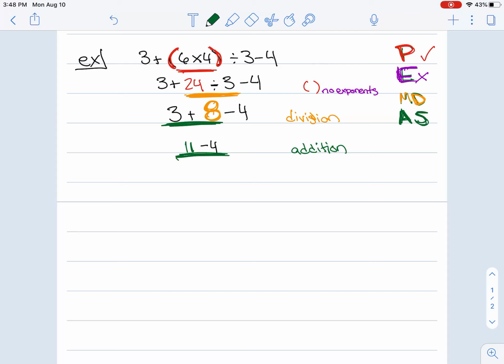So notice that this is the first time we've skipped a step because there are no exponents, and it's also the first time I have 2 of a certain type. 11 minus 4 is 7. Now, always with our answer, we circle it, and we're going to write down that it took us subtraction to get there.